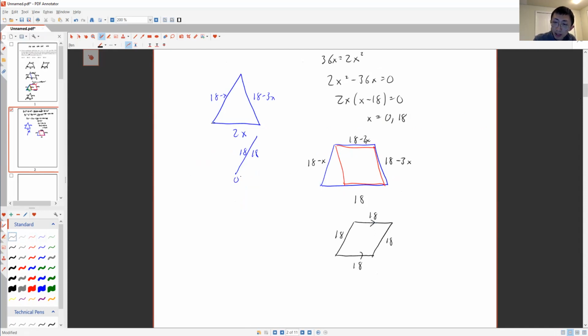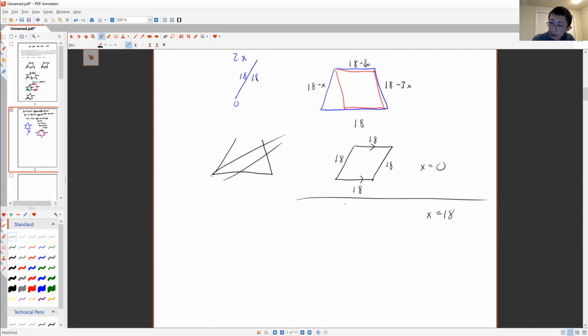If x is 18, then what we have is, let's just do the original trapezoid. So this is if x was 0, if x is 18, let's cross that out. Then we get, well, clearly we'll have 18 minus x is 0. This will be negative 18, and this will be negative 36 for 18 minus 3x and so on. So yeah, this won't work. So x could be 0, x can't be 18.